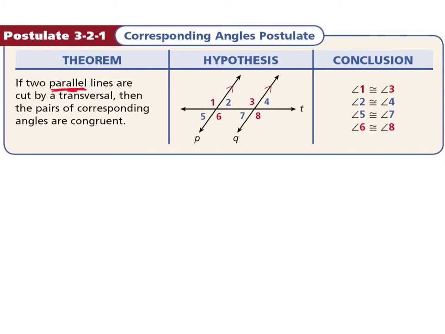by a transversal. So what on the picture tells you they are parallel? As you're drawing it, are you getting the parallel arrow there and the parallel arrow there? Be sure you put those parallel arrows in, because the hypothesis says if the lines are parallel. If they're not, you can't use this postulate. So if the lines are parallel, the corresponding angles will always be congruent.